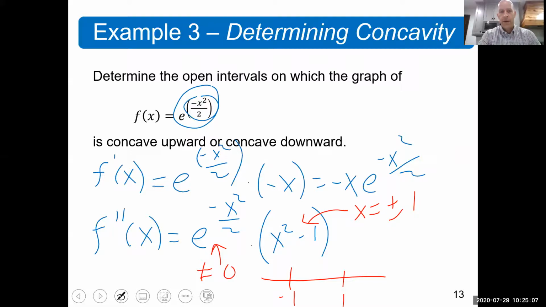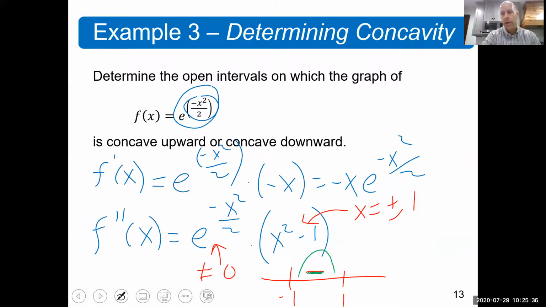And we're going to do the same thing we've done before. What's a number that's between negative 1 and 1? That'd be 0. If I plug 0 into this, first of all, this is going to be something positive. If I plug 0 into this, that's going to be something negative in the middle. So I've got a positive something times a negative something, so that's got to be negative here. So this is negative, and that tells us it's concave down.